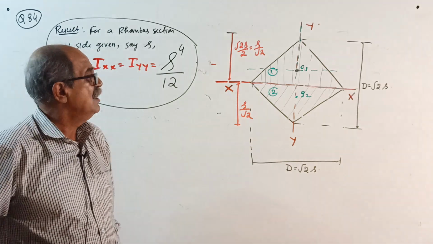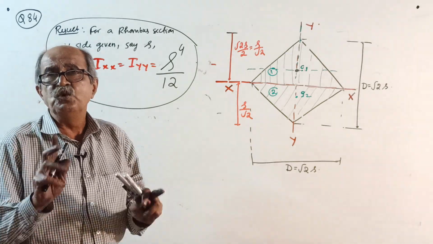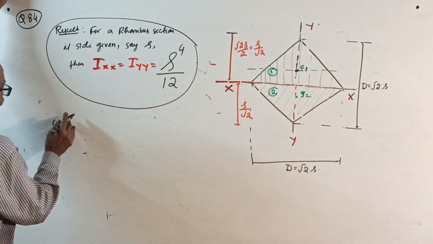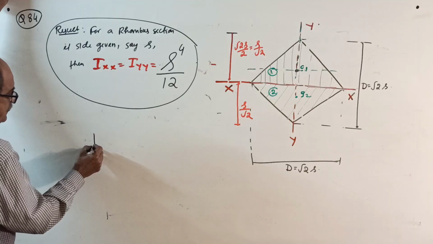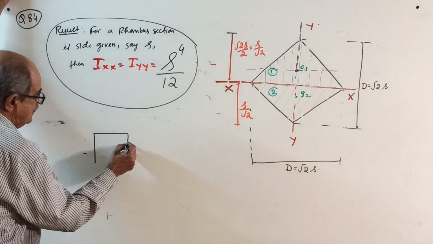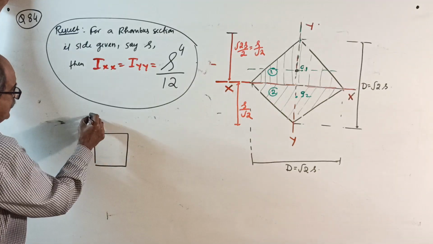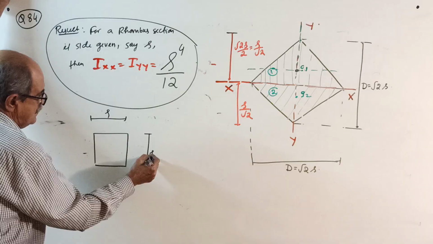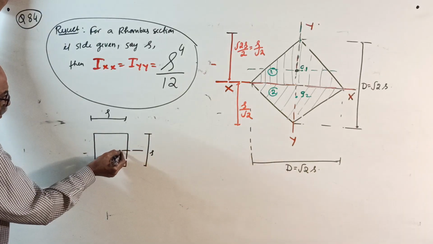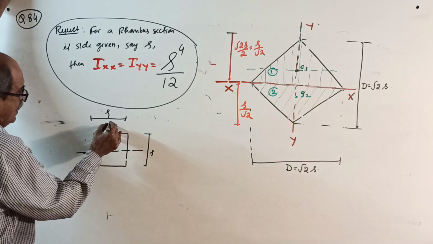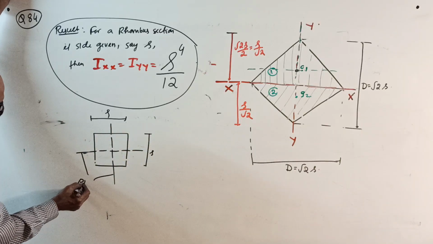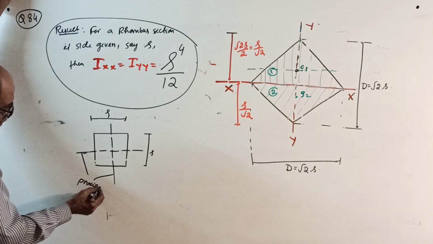Now, I will tell one important thing for you. Those who can understand, just for understanding purposes, not here, consider a square section of side s. This is one of the centroidal axes, and the other centroidal axis. These two are called principal axes.